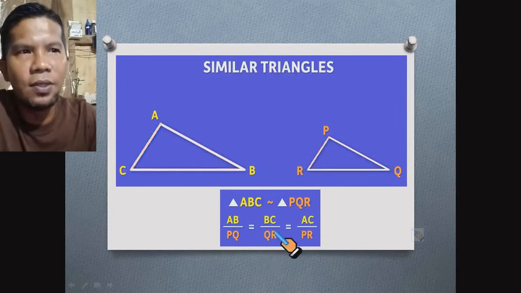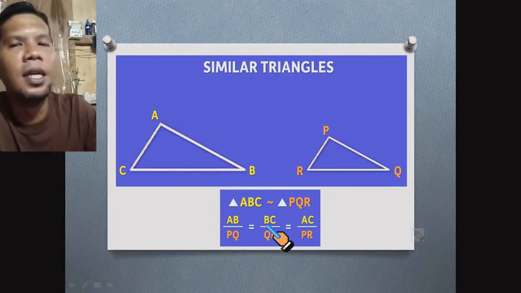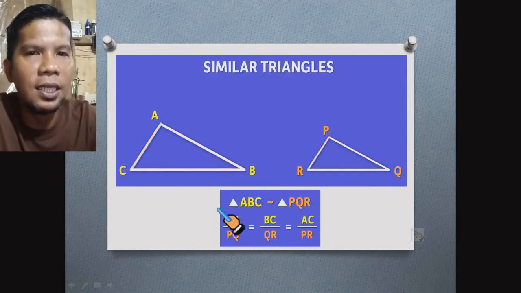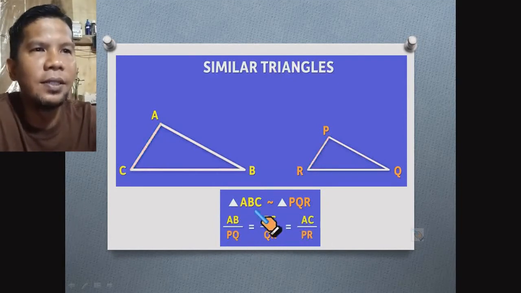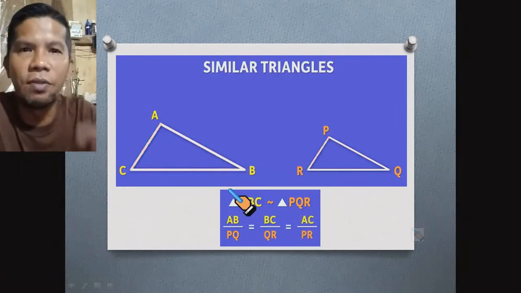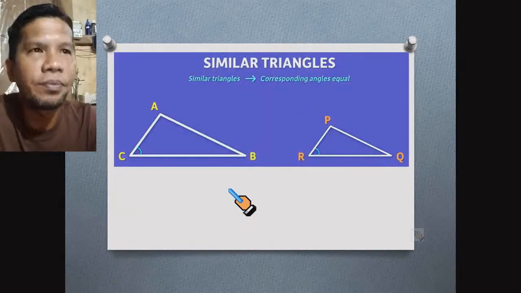Now, if these ratios are equal, then these two triangles are similar. Note guys, hindi mo na kailangan kunin yung tatlo. Yung dalawa, pwede na. No? Yung dalawang side lang. Pwede mo na siyang kunin. Yung pangatlo, kahit hindi na. Kasi automatic yun. Pag dalawa yung equal, yung pangatlo, susunod na lang siya.